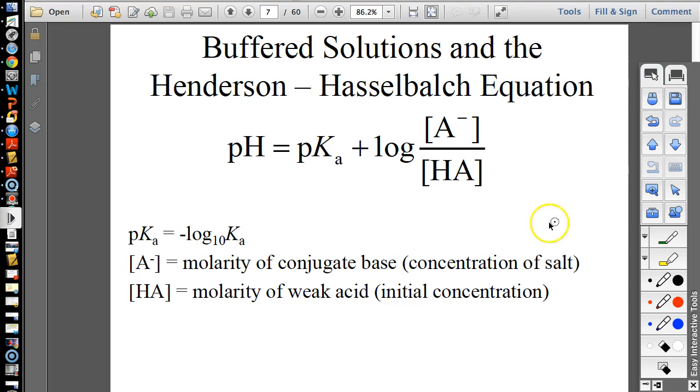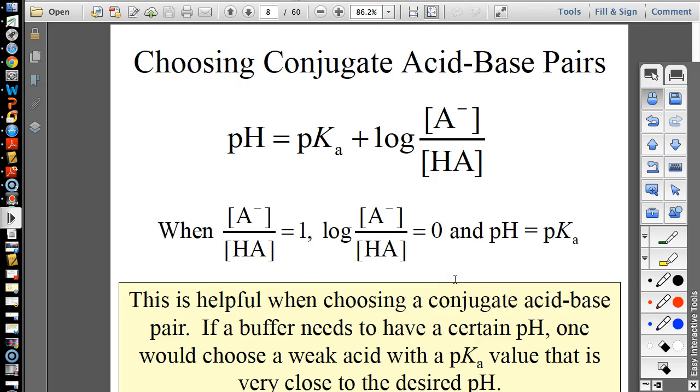All right, anyway, so there's that. You have a question? Oh, I saw movement. All right. So when we choose a conjugate acid-base pair, they're going to tell you, I need a buffer with a pH of 4.3. So you need to choose an acid with a pKa close to 4.3. And then you're going to have to play around with these concentrations to make this pH be bigger or smaller. Let me show you what I mean.